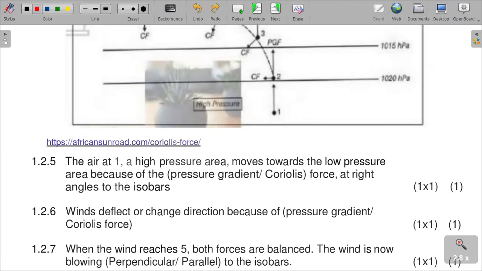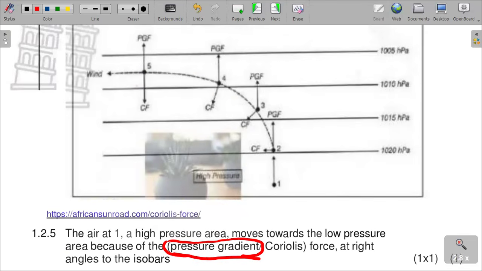If you refer again, like I said, to the lessons that we have gone through, the pressure gradient is the one that affects or causes air movement. The difference in pressure, the pressure gradient, actually causes what? The movement of air. From high pressure to low pressure, we have the pressure gradient force.